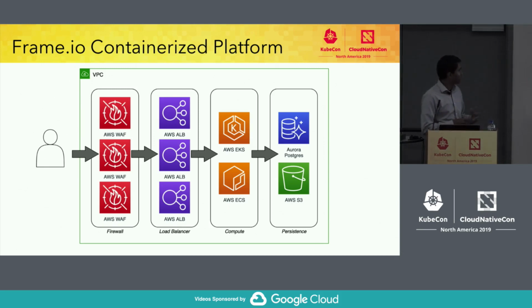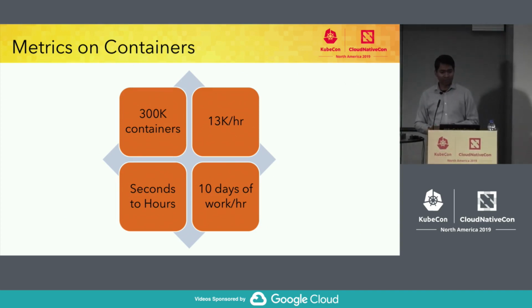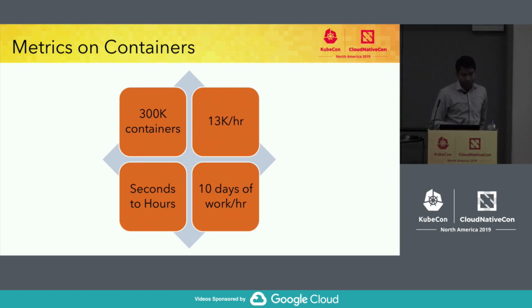So with that background, let's see some of the metrics related to containers. Every day, we boot almost 300,000 containers, right? We don't know whether it's too many containers or too few containers. We haven't checked with other industries. But in our platform, on a peak day, we are running 300,000 containers, which roughly translates to 13,000 containers per hour. And as I said, these containers are either processing web requests or doing transcoding jobs.